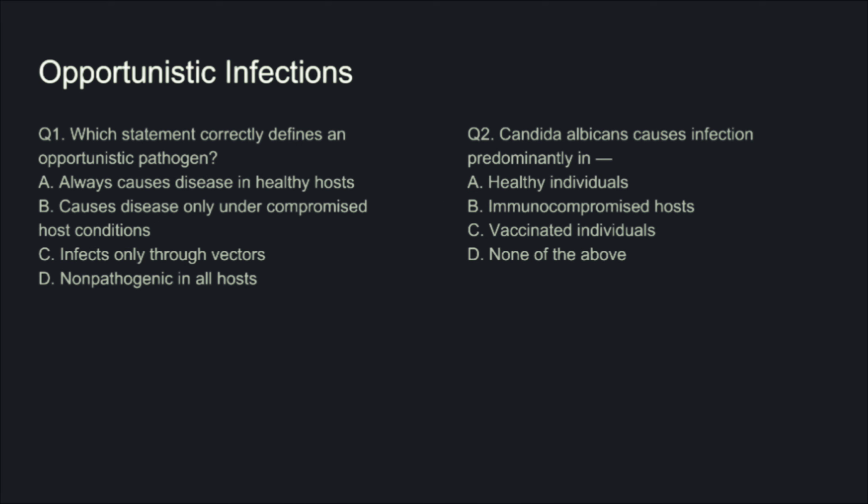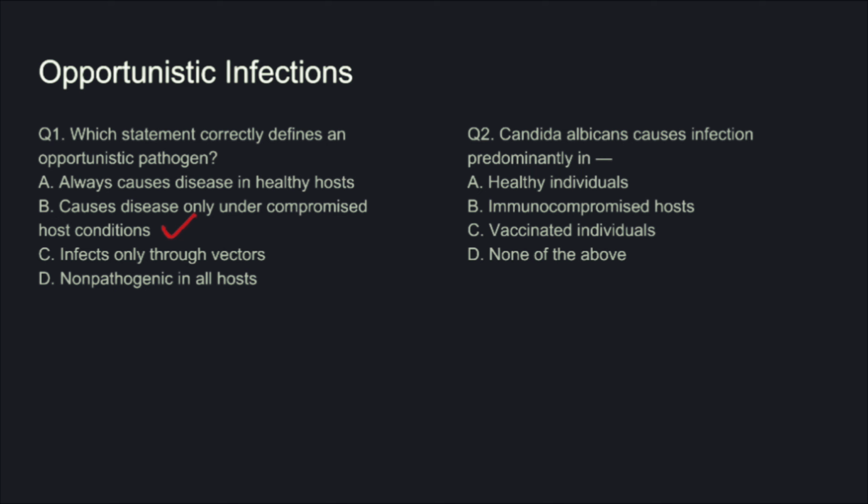Now we have the next topic, that is opportunistic infections. So the first question is, which statement correctly defines an opportunistic pathogen? Options are A, always causes disease in healthy host, B, causes disease only under compromised host condition, C, infects only through vectors, D, non-pathogenic in all hosts. So correct answer for this question is option B, causes disease under compromised host condition.